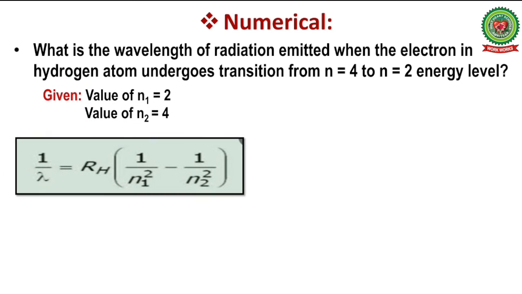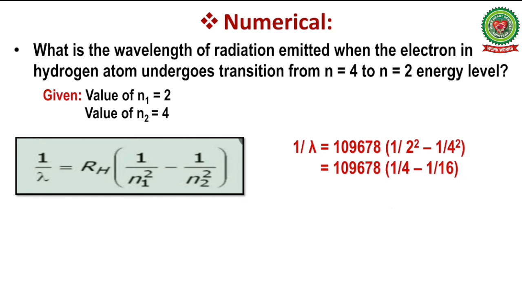Now we know how we are going to calculate. We use the formula 1 upon lambda equals R times (1 upon n1 square minus 1 upon n2 square), and substitute the values of n1 and n2. The Rydberg constant is 109678 centimeter inverse, n1 is 2 and n2 is 4. Taking the squares, we get 1 by lambda to be 20,564.62.